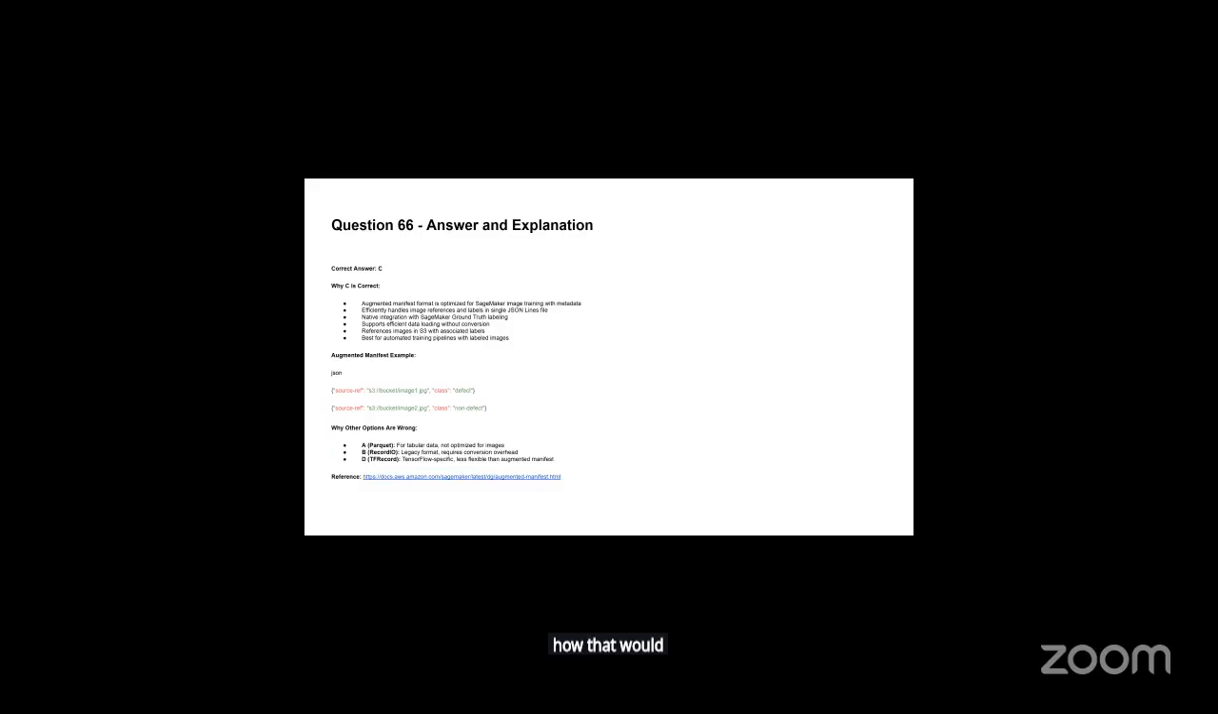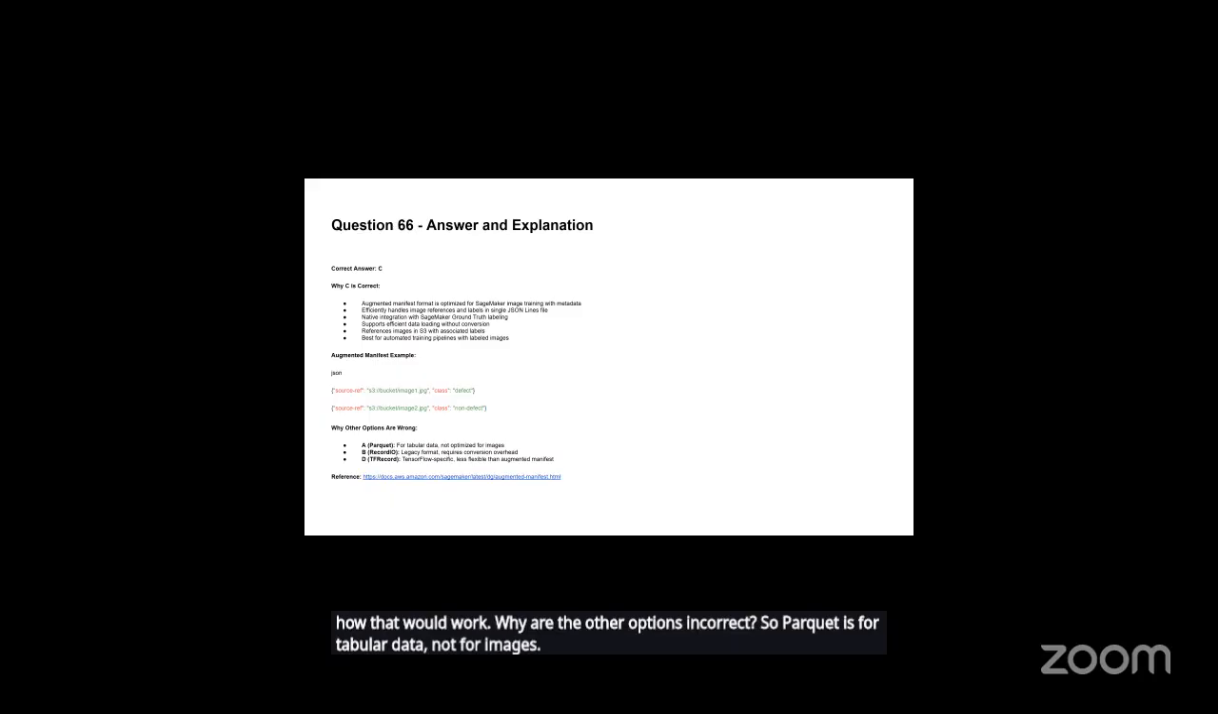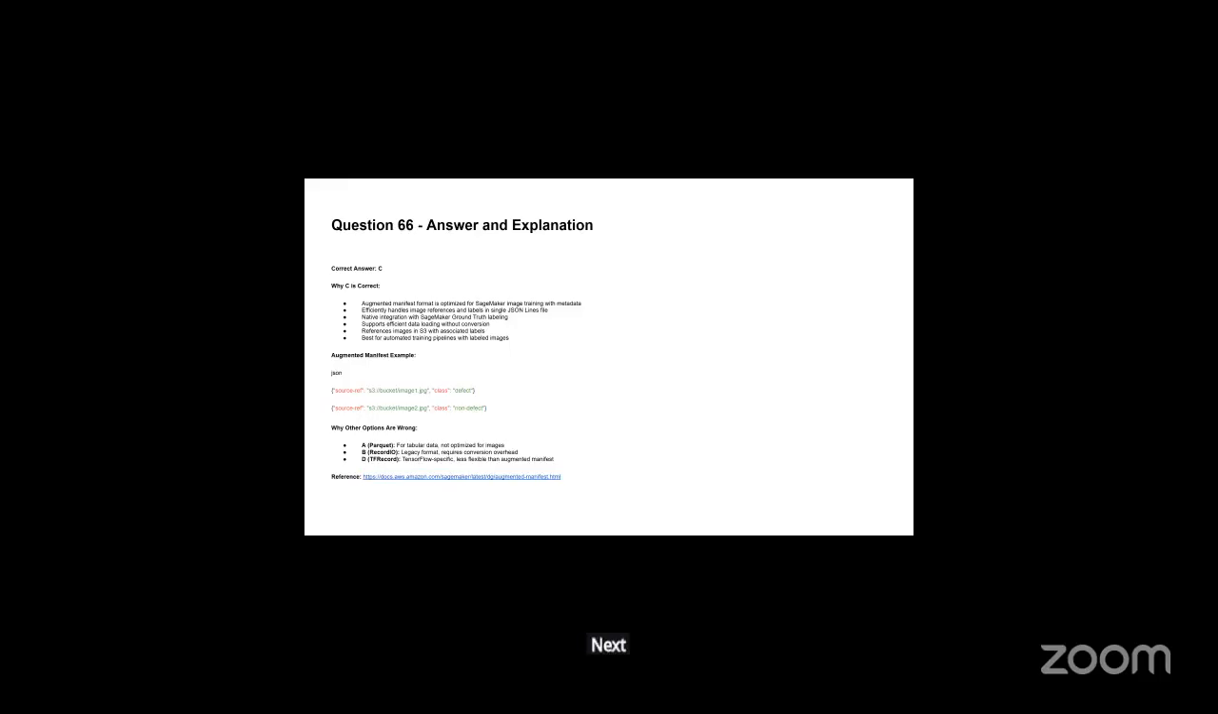Why are the other options incorrect? So Parquet is for tabular data, not for images. Record IO is a legacy format. It requires conversion overhead. And TF Record, that's TensorFlow, so it's less flexible than augmented manifest. Next question.